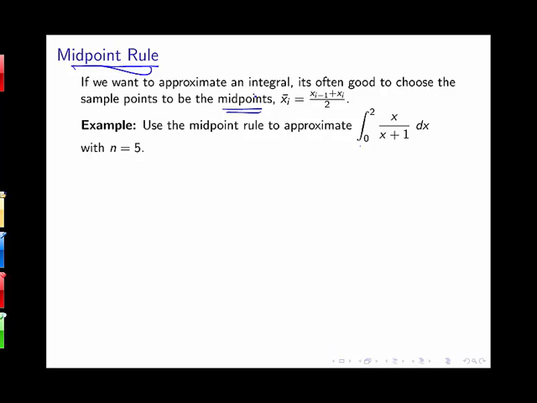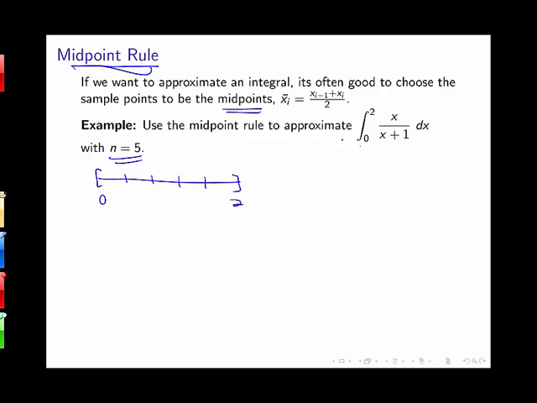So for this example, we want to go ahead and use the midpoint rule to approximate the integral from 0 to 2 of x over x plus 1 dx using 5 different rectangles. So the idea here is I've got my interval from 0 to 2. I want to divide it into 5 rectangles. So I've got 1, 2, 3, 4, 5 different pieces there.